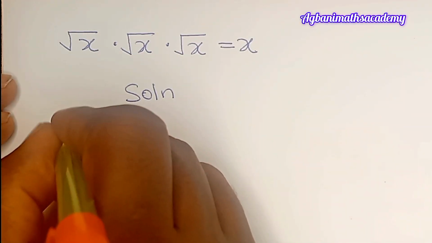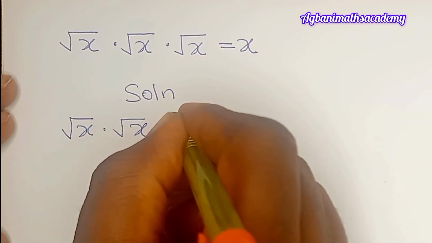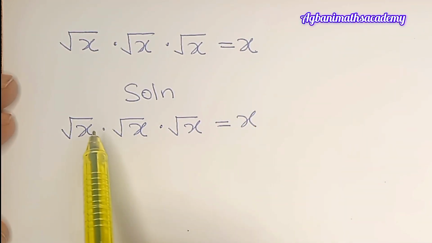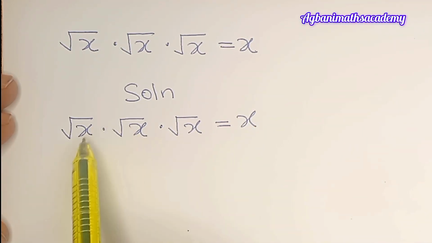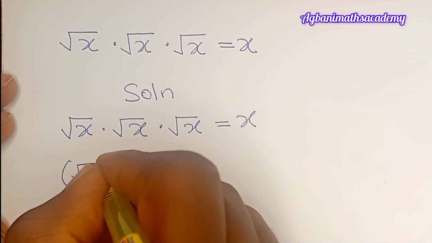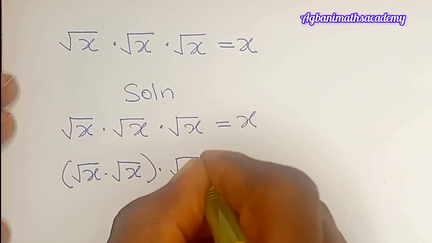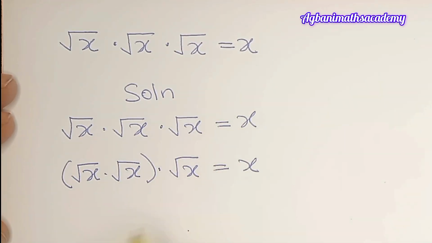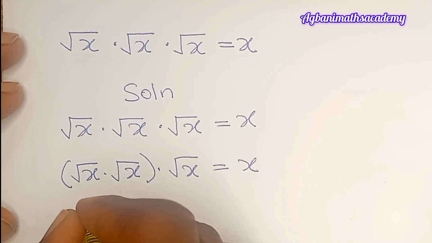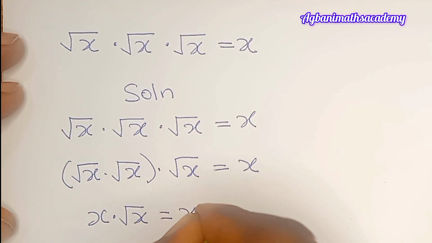So we have √x × √x × √x = x. The first thing we're going to do here is multiply these first two values. So putting them in a bracket, you have (√x × √x) × √x = x. So when √x multiplies √x, the square root will cancel out. So we're going to have x × √x = x.